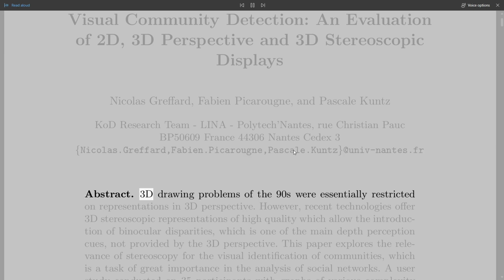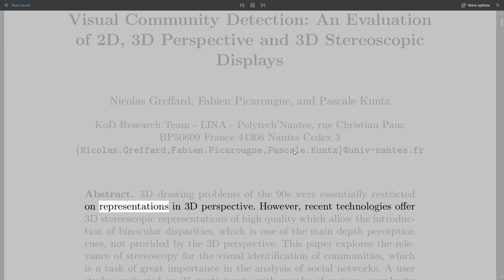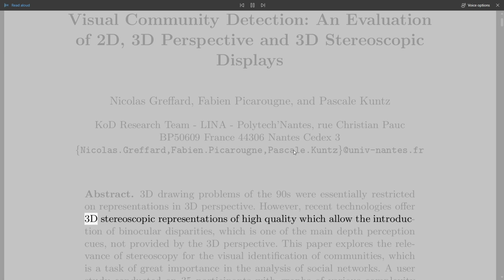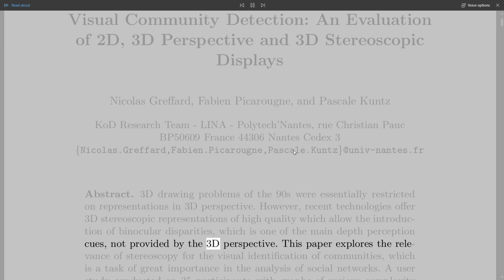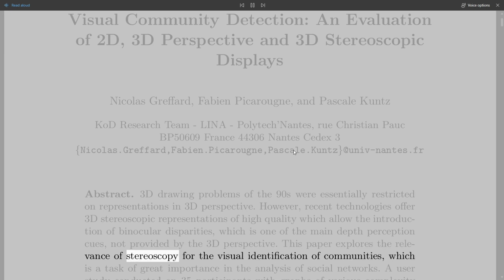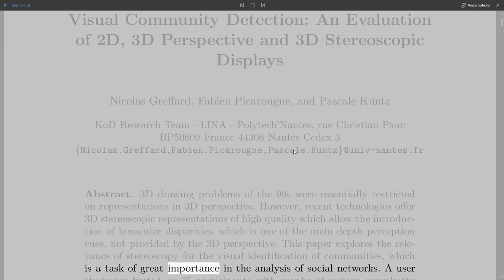Abstract. 3D drawing problems of the 90s were essentially restricted to representations in 3D perspective. However, recent technologies offer 3D stereoscopic representations of high quality, which allow the introduction of binocular disparities, which is one of the main depth perception cues not provided by the 3D perspective. This paper explores the relevance of stereoscopy for the visual identification of communities, which is a task of great importance in the analysis of social networks.